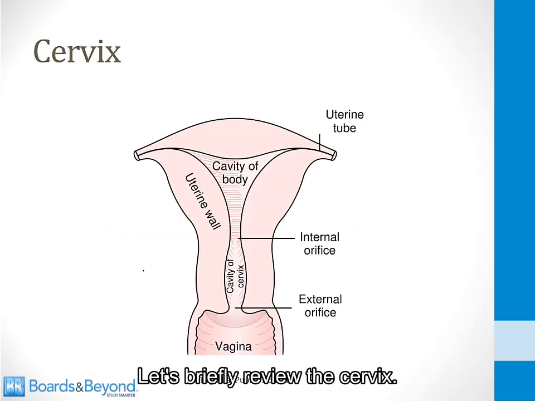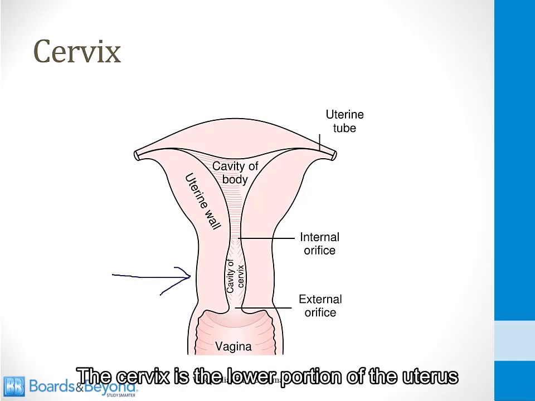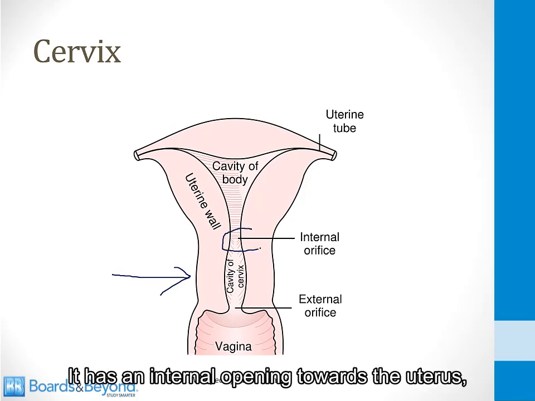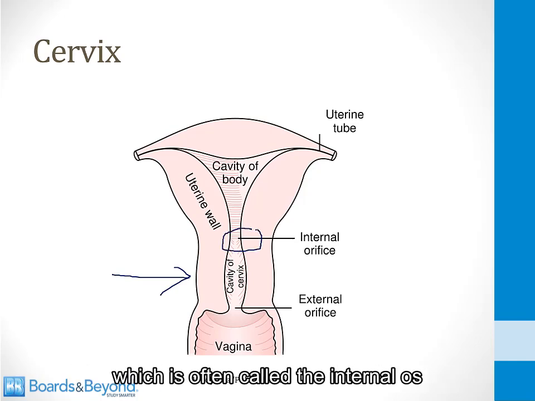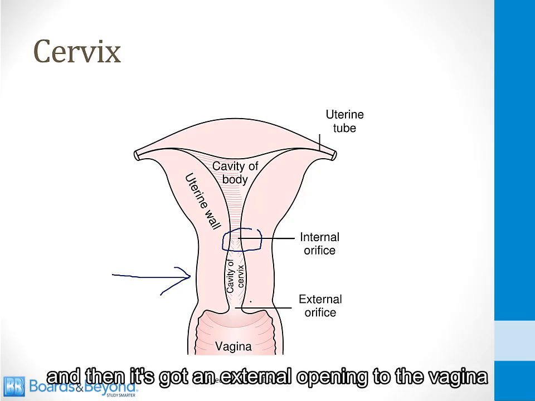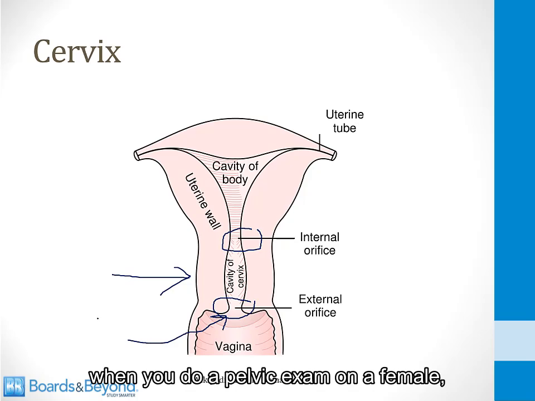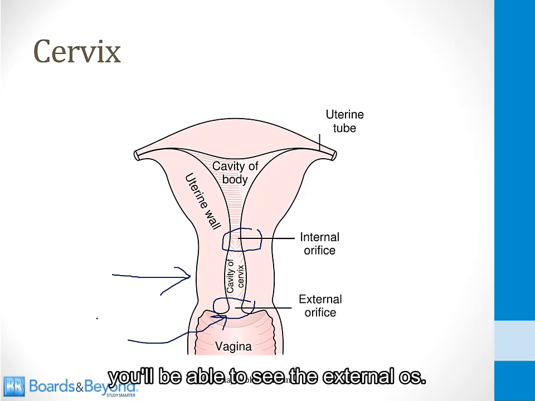Let's briefly review the cervix. The cervix is the lower portion of the uterus in the female. It's a long cylindrical canal. It has an internal opening towards the uterus, which is often called the internal os, and then it's got an external opening to the vagina, which is often called the external os. And you can see the lower portion here when you do a pelvic exam on a female. You'll be able to see the external os.